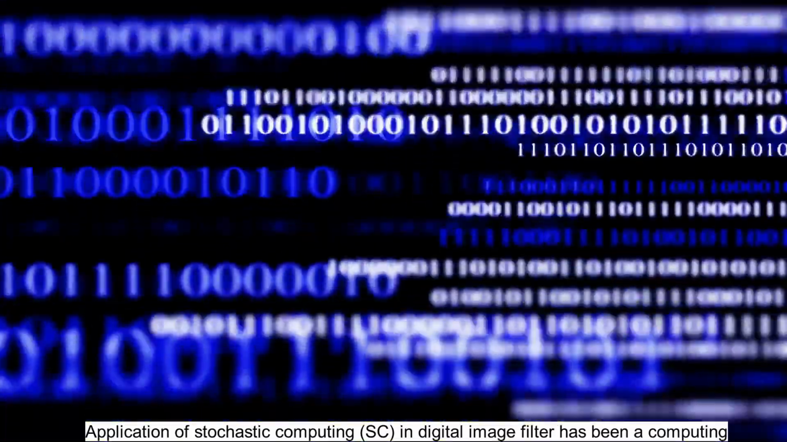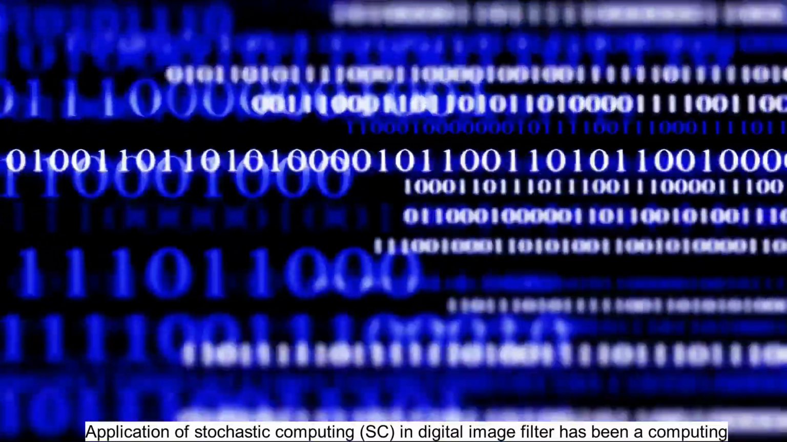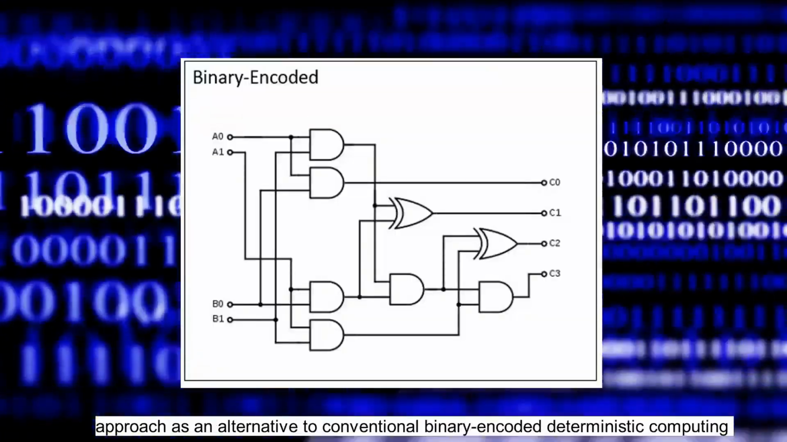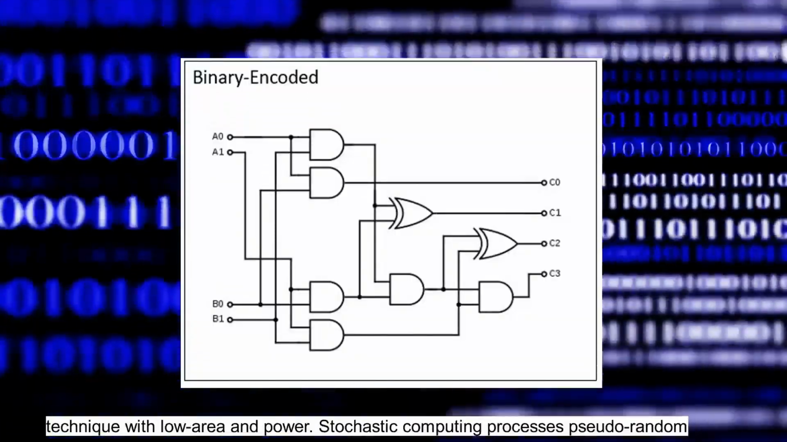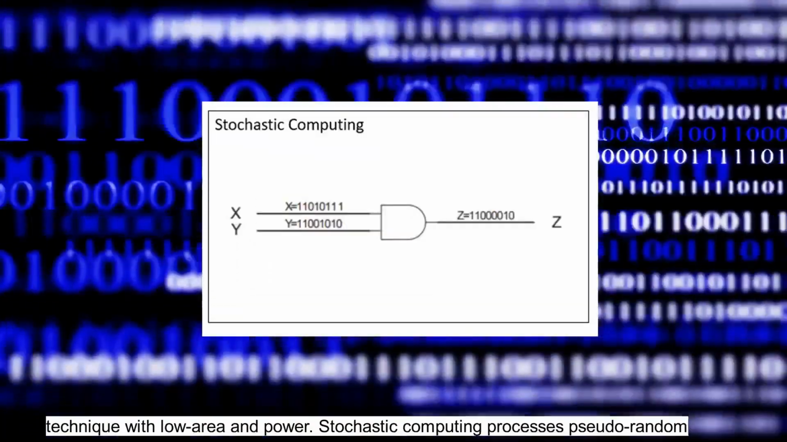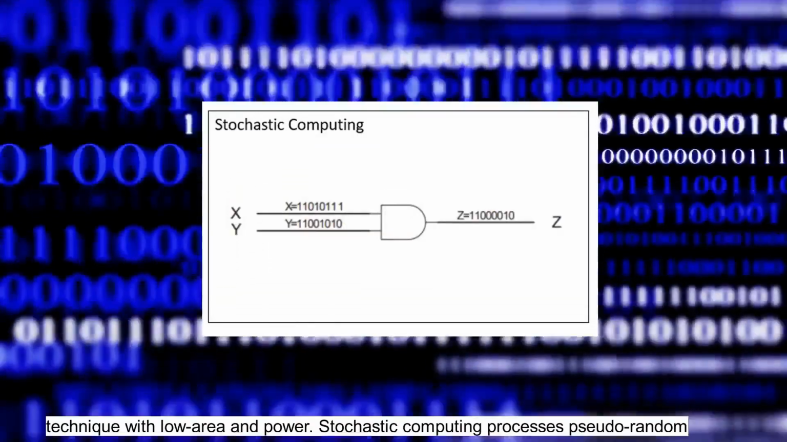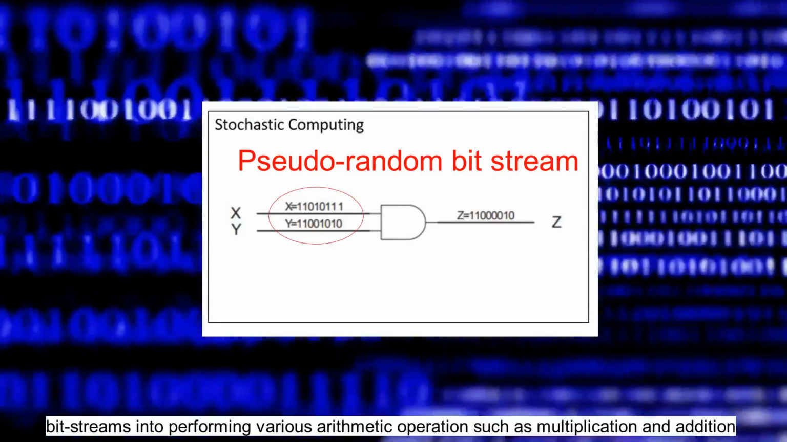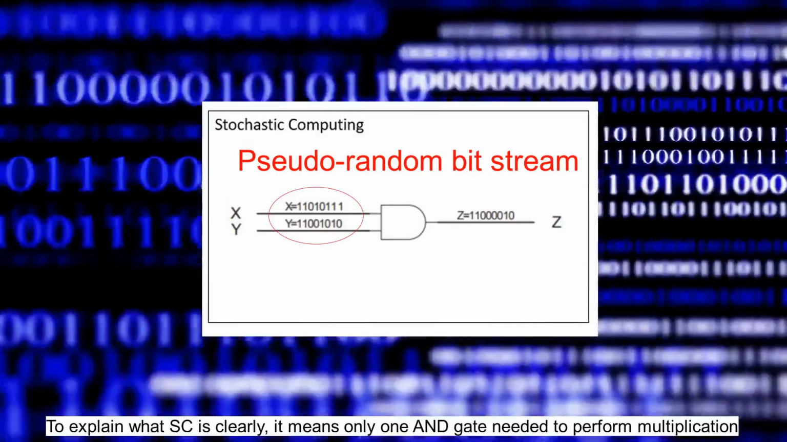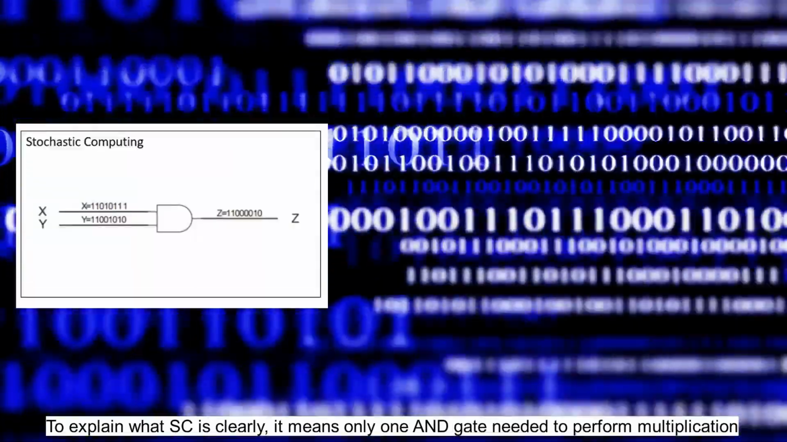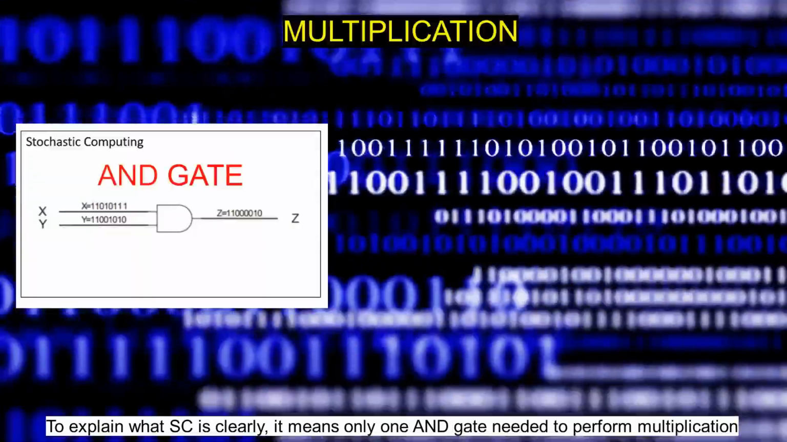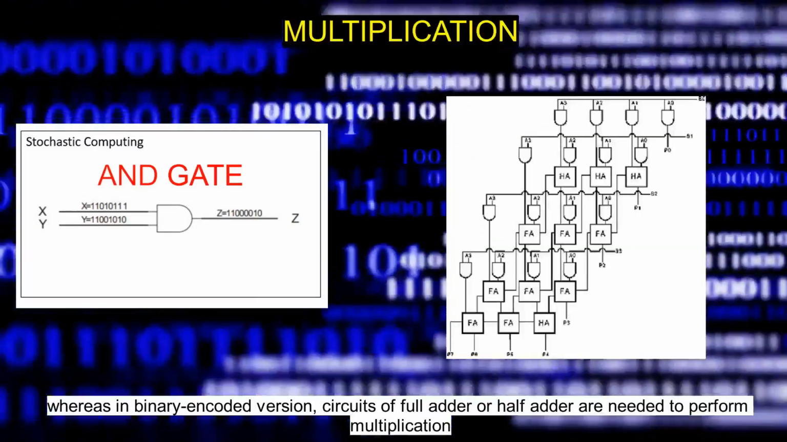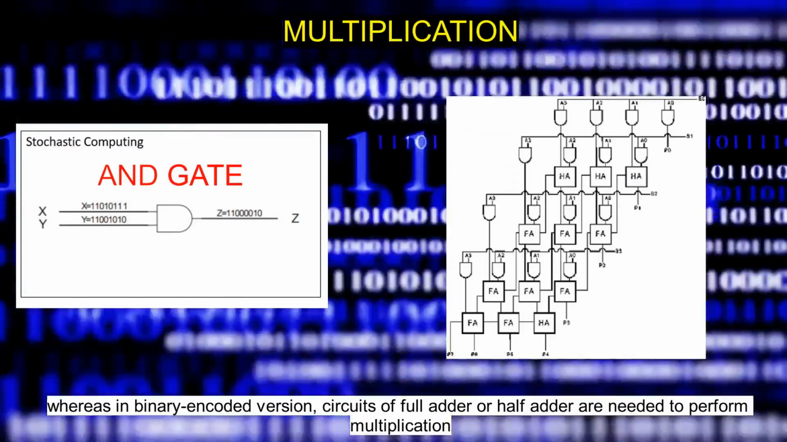Application of stochastic computing, SC, in digital image filters has been a computing approach as an alternative to the conventional binary encoded deterministic computing technique, with low area and power. Stochastic computing processes pseudo-random bit streams to perform various arithmetic operations such as multiplication and addition. To explain what SC is clearly, only one AND gate is needed to perform multiplication, whereas in the binary encoded version, circuits of full adders or half adders are needed to perform multiplication.